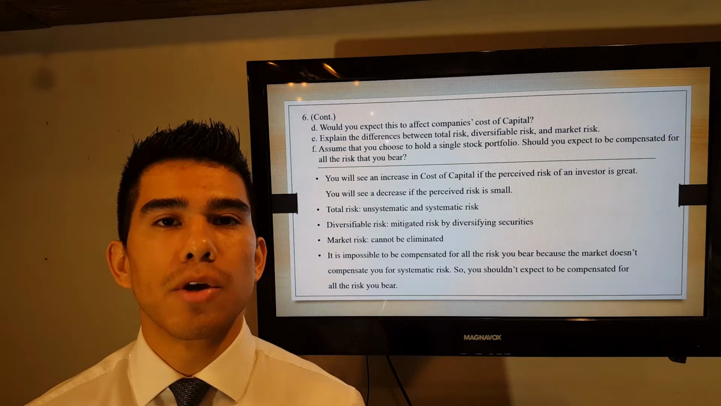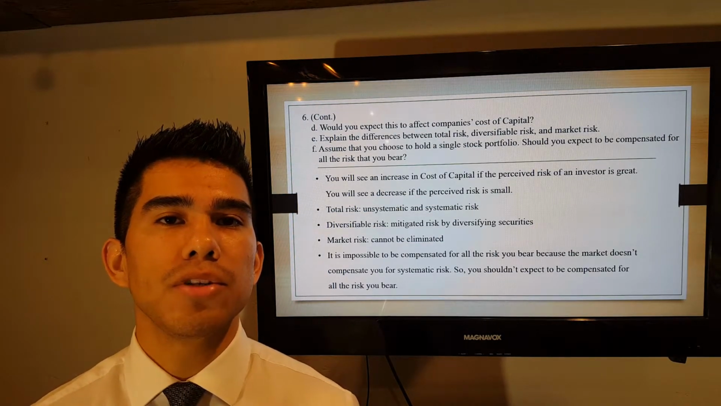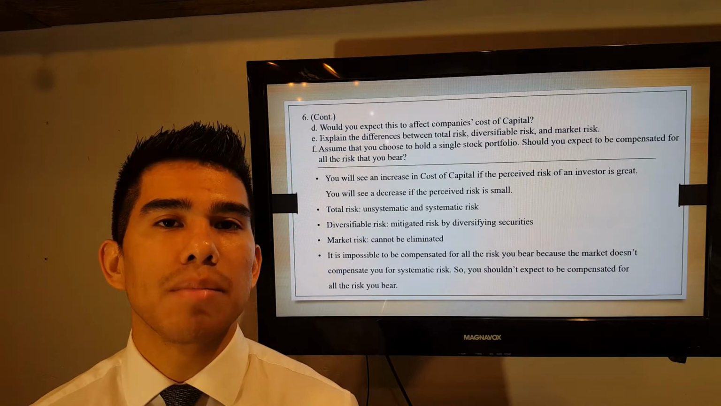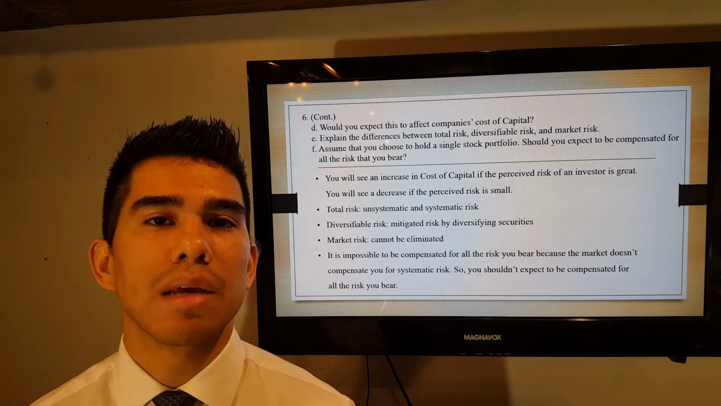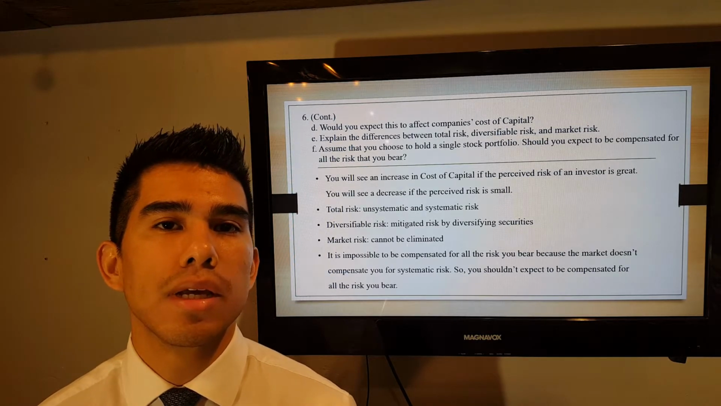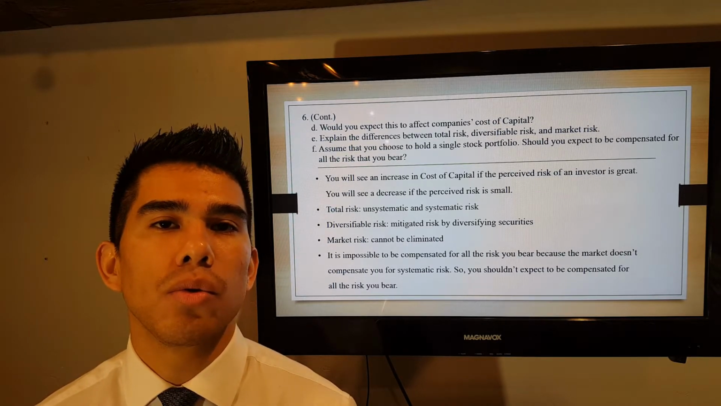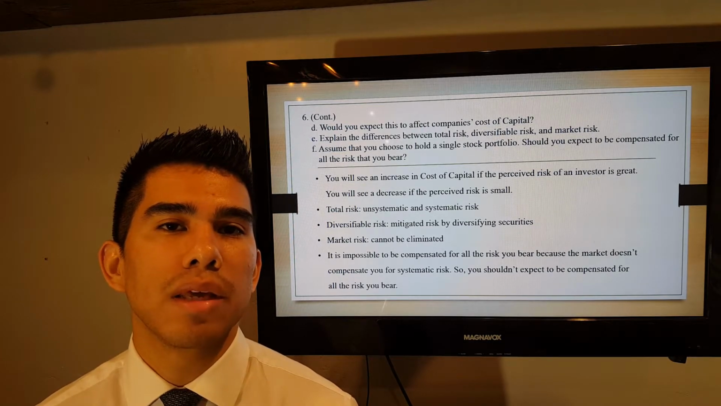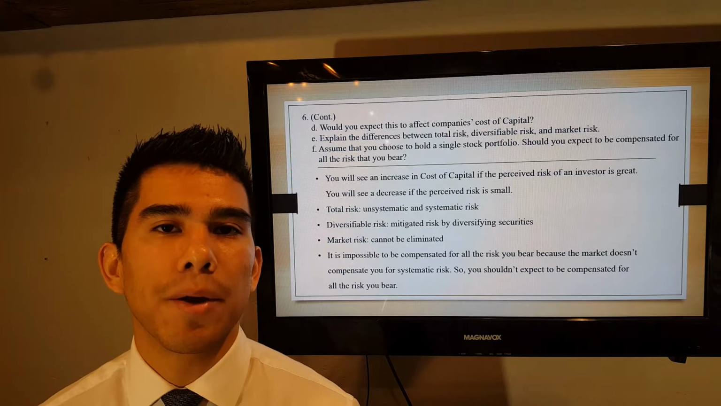Question 6 continued. The first part asks, would you expect this to affect the company's cost of capital? The second part asks, explain the differences between total risk, diversifiable risk, and market risk. And the third part asks, assume that you have a one-stock portfolio. Would you expect to be compensated for all the risk you bear?